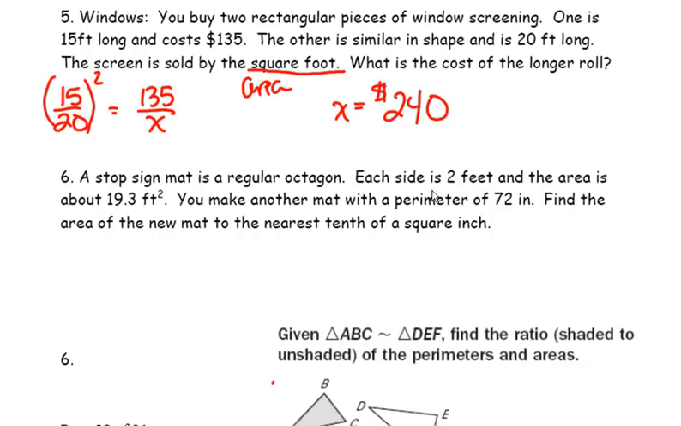Okay, so let's talk about what's going on here. We have an octagon. It's got a side of 2 and an area of 19.3 feet. And then we've got a mat with a perimeter of 72. Well, how many sides does an octagon have? 8, which means that each side is going to be 72 divided by 8, 9 inches. And we need to find the area of the new mat to the nearest tenth of a square inch. Okay, so this gets a little complicated because some of the measurements are in feet, some of the measurements are in inches.